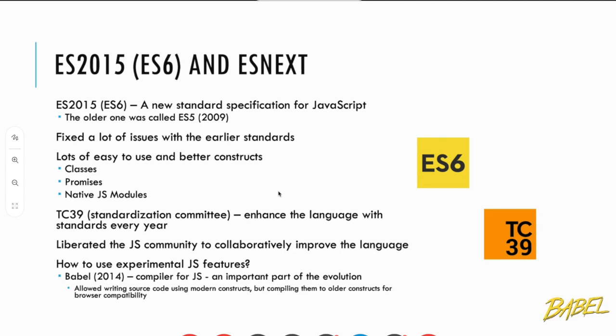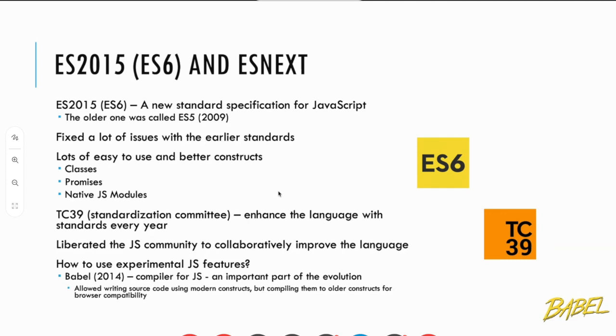Another non-technical, operational thing that happened during this time was that TC39, which is the standardization committee for all these JavaScript standards, enhanced their own process. They made their process more community-based. They made it more open, and they also promised that they would not let the language go stagnant anymore. They would make new standards every year, and keep improving the language continuously. Now, this liberated the JS community to collaboratively improve the language continuously.